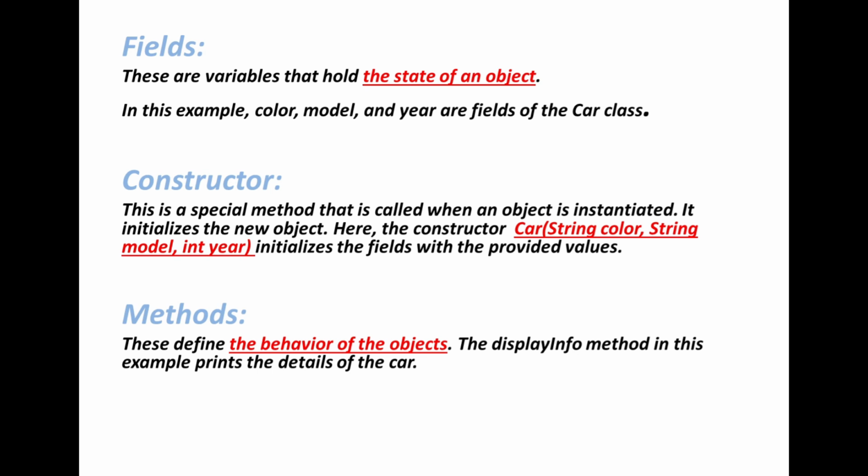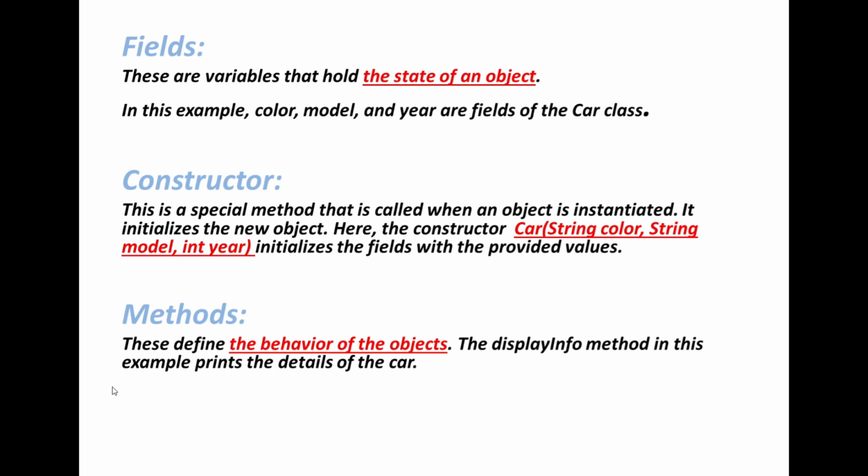As we saw in the previous example, we have a constructor. This is a special method that is called when an object is instantiated. It initializes the new object. Here the constructor is Car(String color, String model, int year), and it initializes the fields with the provided values. As we saw, we initialized the fields with this.